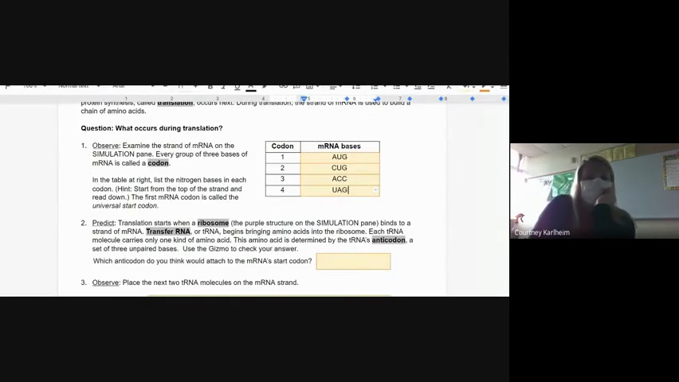Okay, so then translation starts when the ribosome, or the purple structure in your Gizmo, binds or connects to the strand of mRNA. Remember, tRNA, or the truck, has the amino acid carrying it around. So if you think of a dump truck, it's carrying around the amino acid in the back. And each tRNA molecule carries only one kind of amino acid. So the amino acid is determined by the anticodon, or reading these bases.